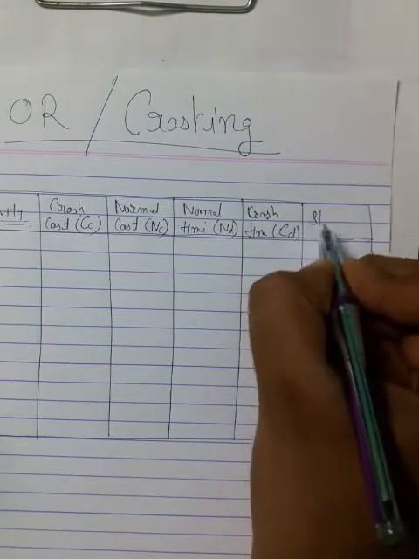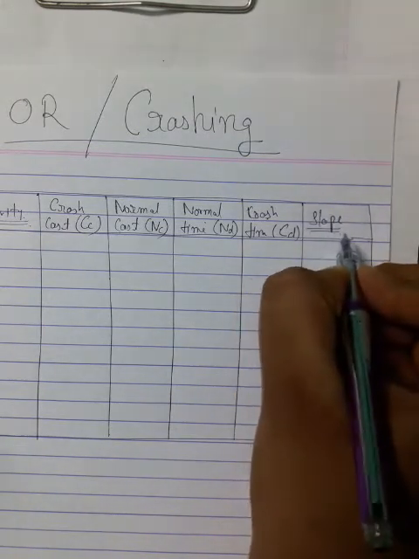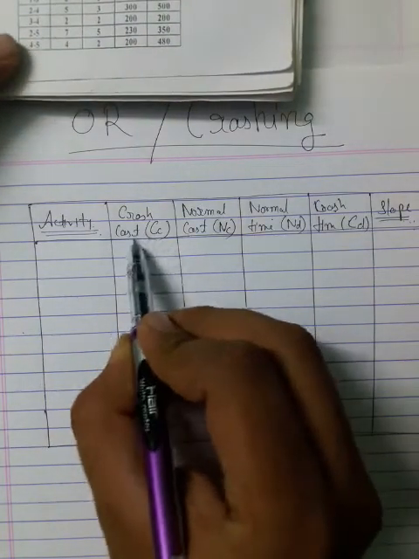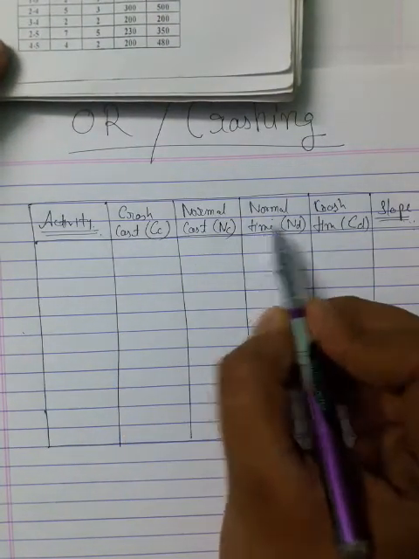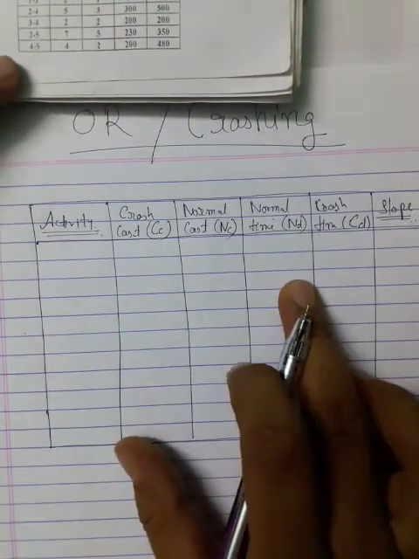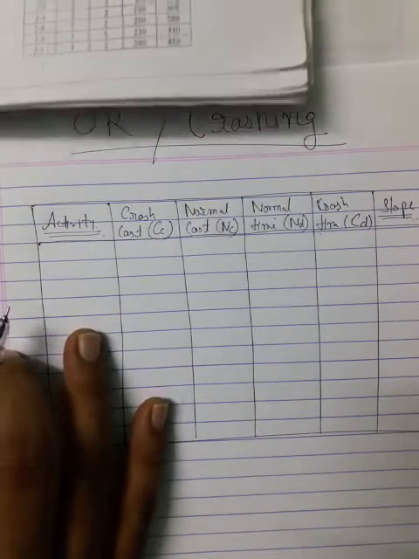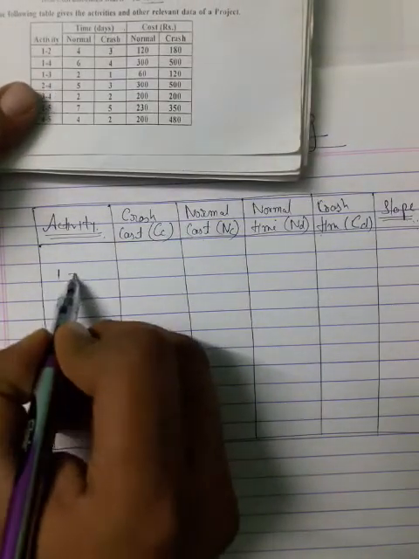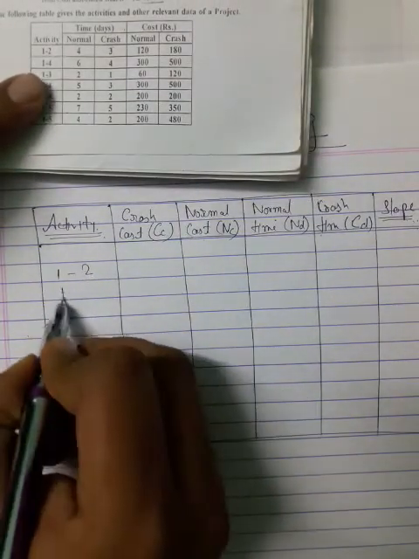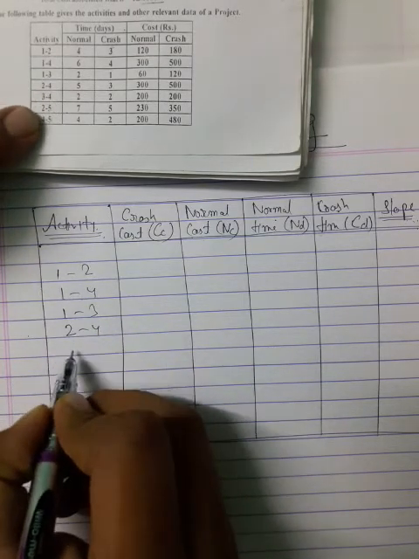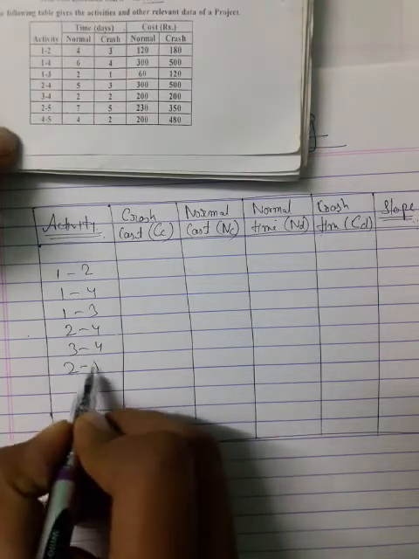And here is your slope. What is that slope? I will tell you further. Write all the relevant data from the question. I made it in this format, first crash cost, normal cost, then normal time and crash time, so that you can easily find the slope. So write the activities: 1 to 2, 1 to 4, 1 to 3, 2 to 4, 3 to 4, 2 to 5 and 4 to 5.